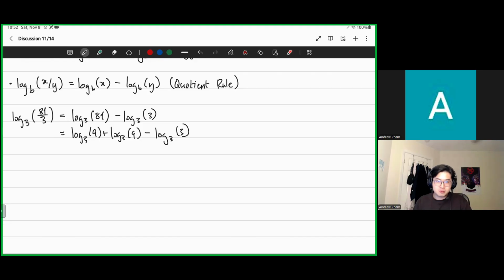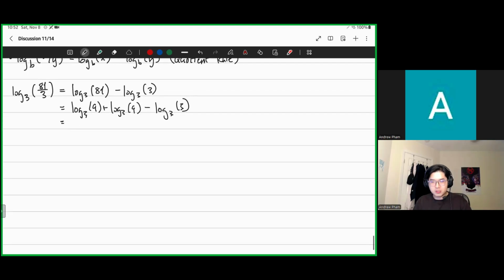So this is a little bit more manageable. I can evaluate each one separately. So what power do I raise 3 to get 9? It's 2. So the first one is 2. The second one is also 2. And then the last one is 1, right? I raise 3 to the power 1 to get back 3. So 4 minus 1 is 3. So yeah, that is the quotient rule.